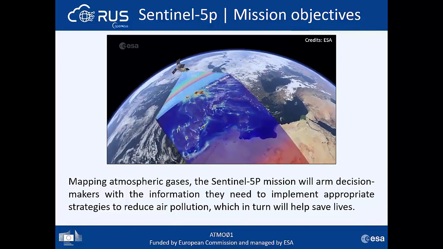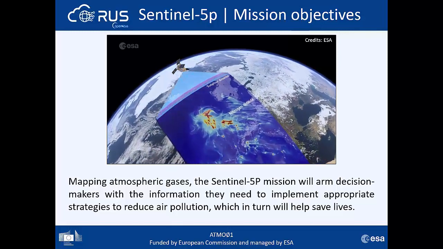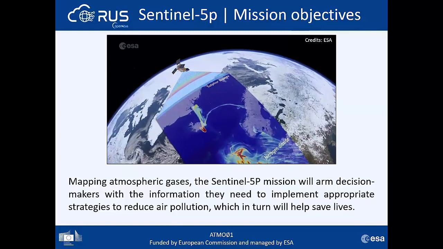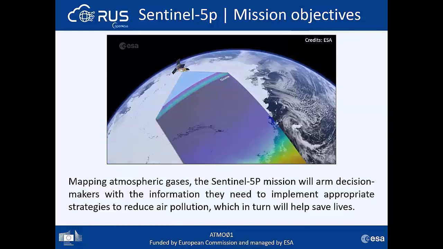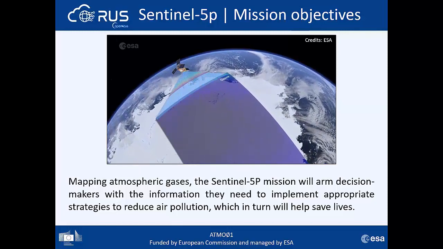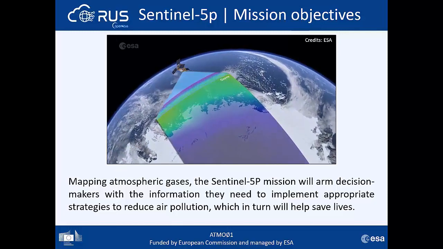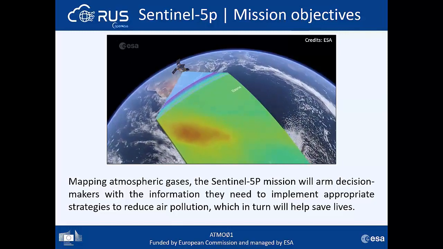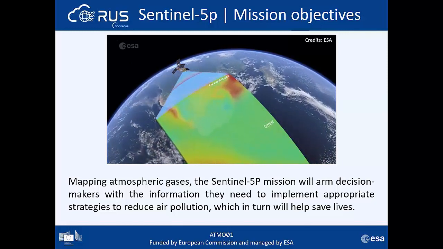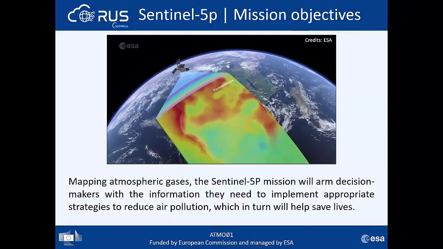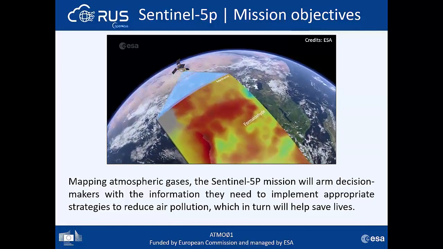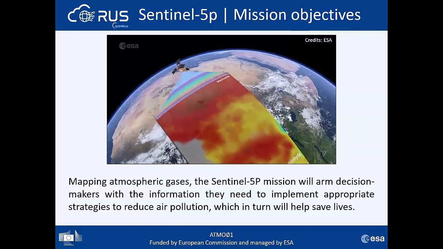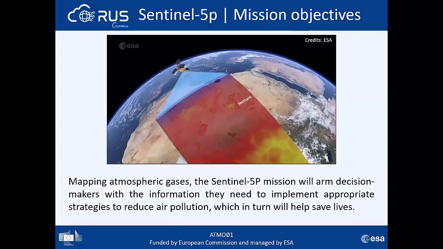And last but not least, ozone. Unlike ozone in the stratosphere, which protects us from the sun's ultraviolet rays, ozone in the lower atmosphere can cause respiratory problems and can damage vegetation. Here it forms when nitrogen oxides and volatile organic compounds combine in the presence of sunlight. It is the main ingredient of urban smog, and Sentinel-5P will measure both the good and the bad ozone.